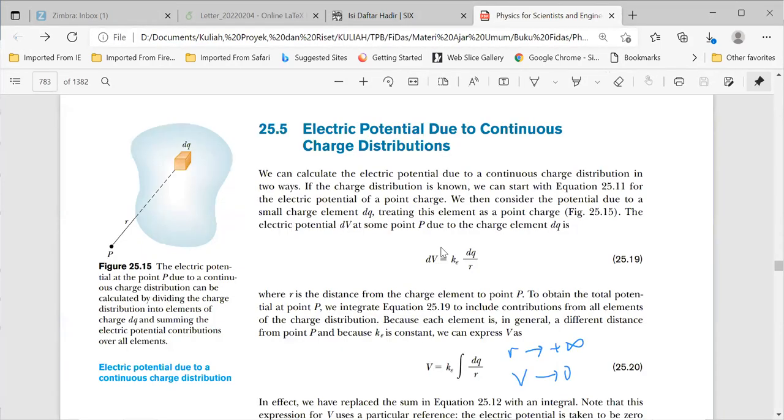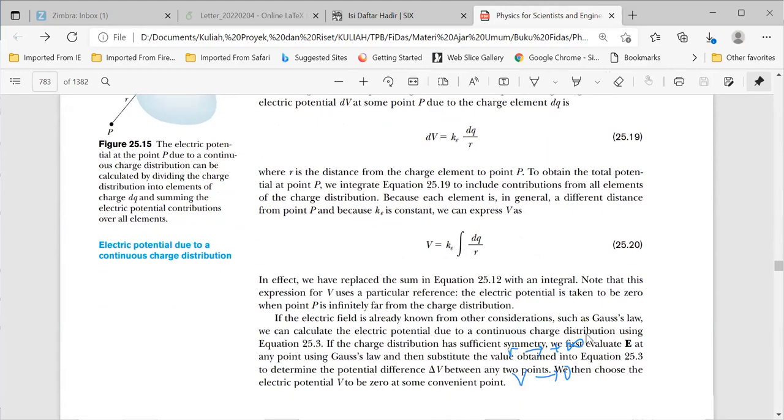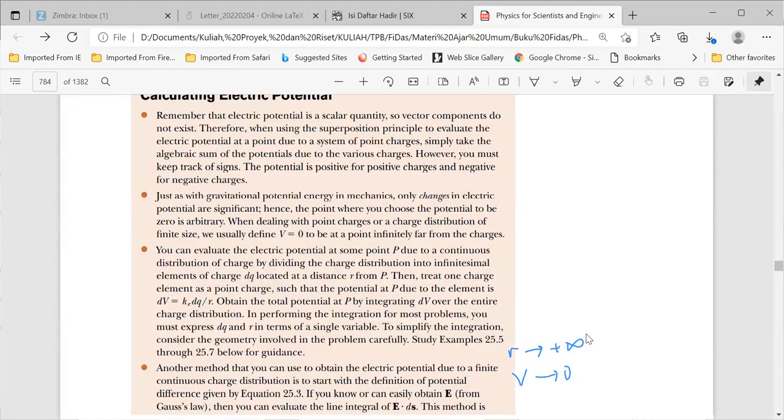Jadi Anda harus menggunakan syarat ini. Syarat bahwa nanti Anda coba r menuju tak berhingga, apakah V-nya menuju 0. Jadi selalu pakai syarat itu.